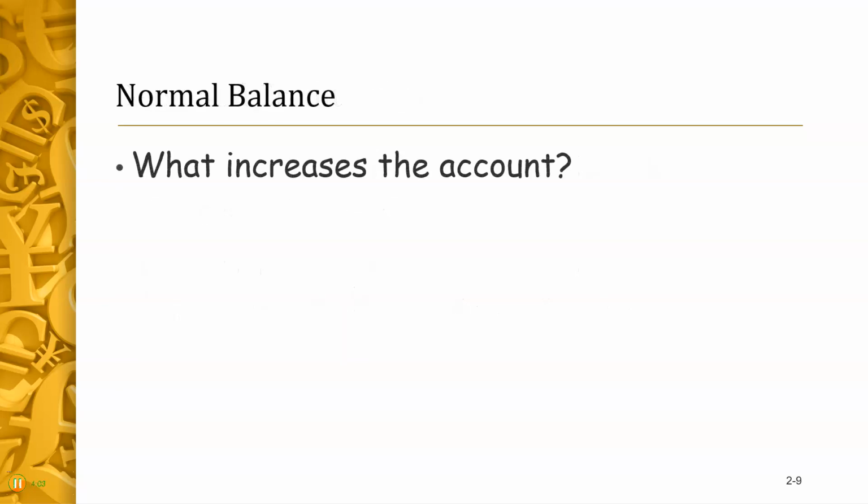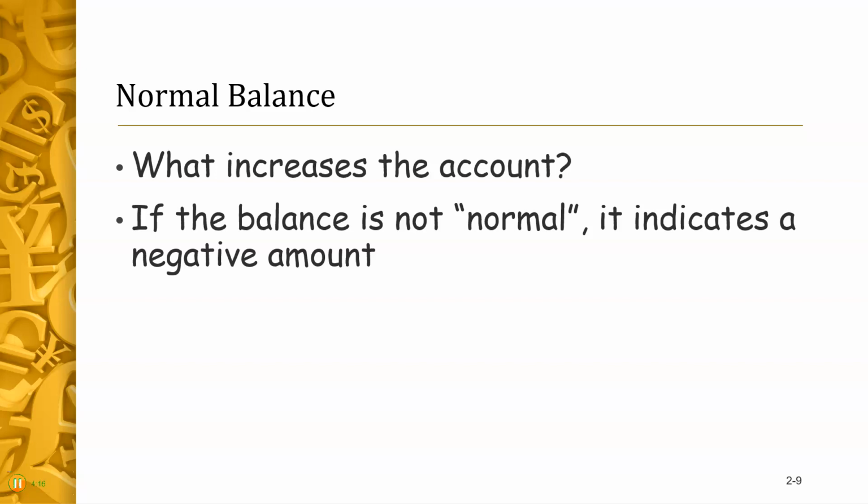Normal balance is always the side that increases the account. So if an account increases with credits, the normal balance is a credit. If a balance is not, quote, normal, it indicates a negative amount. So now let's go through some T accounts and we'll look at how things are increased and decreased.